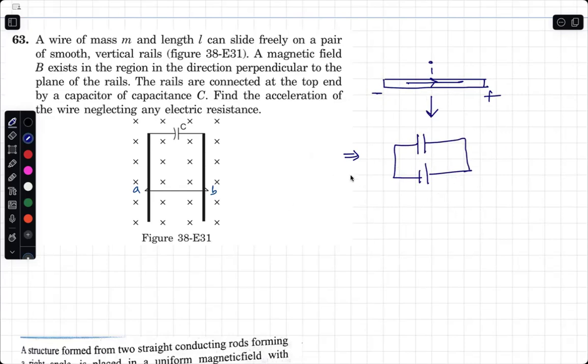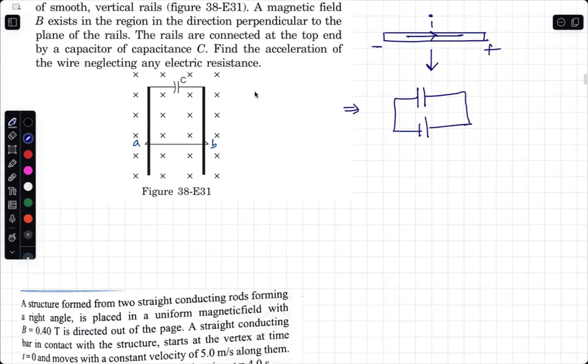So always in this case, BLV is Q by C, equation 1. Any doubt in this, please ask me. Now this is the current. This is the current. Now this will experience two forces.